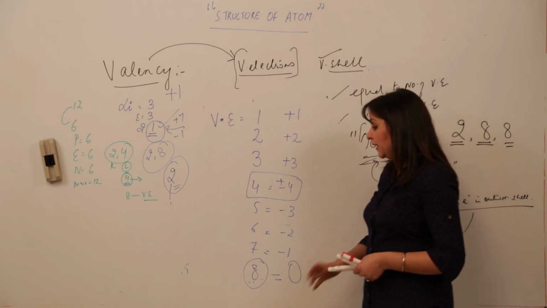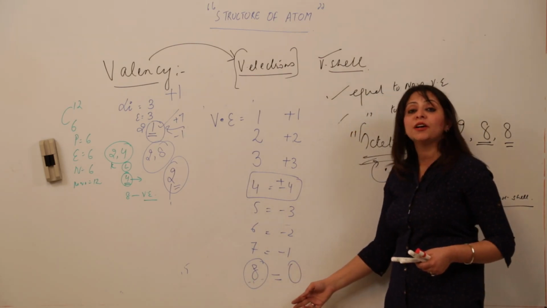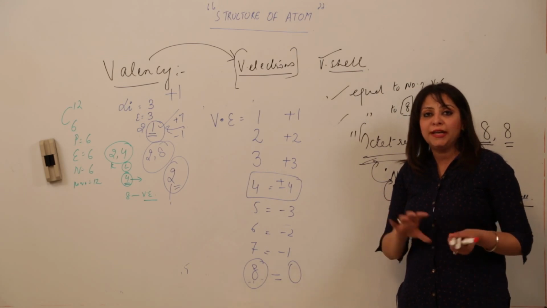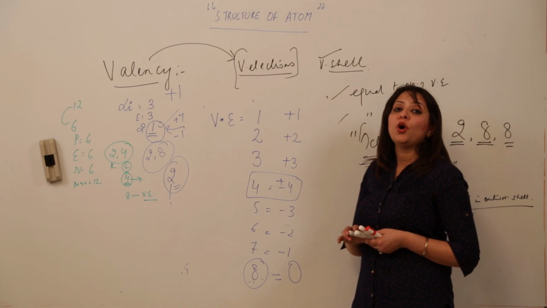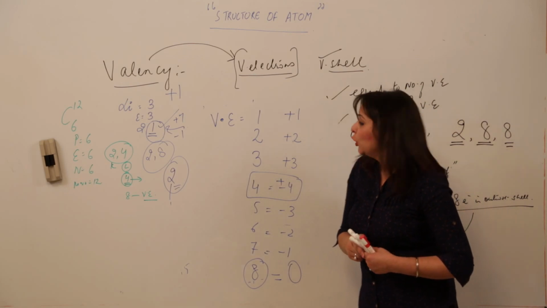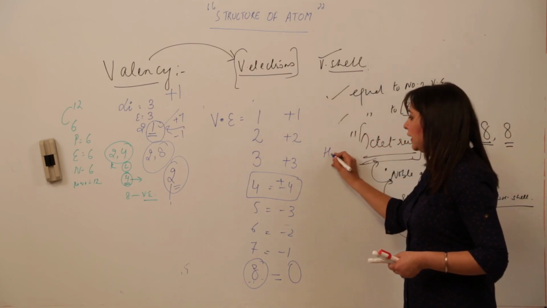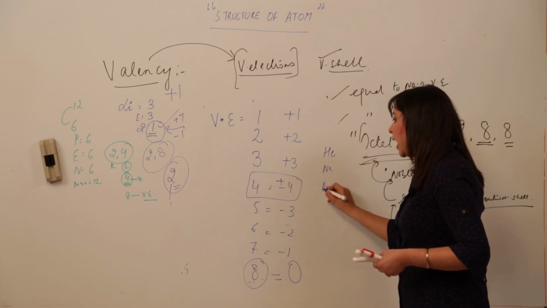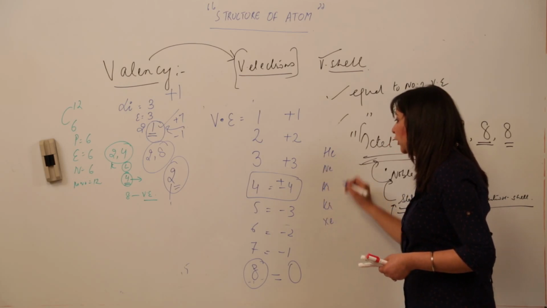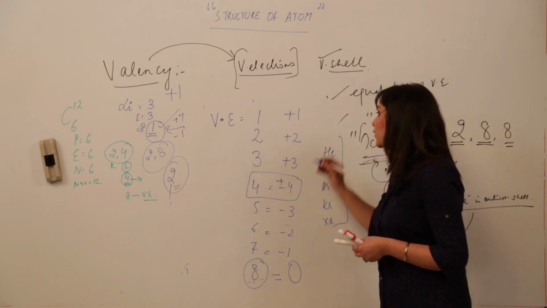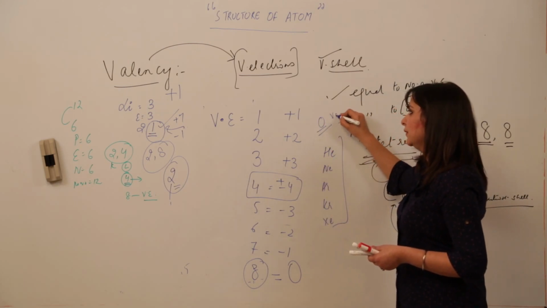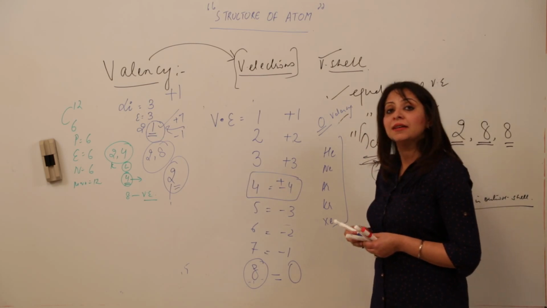Elements whose octet is already complete, which don't need to lose, gain or shuffle any electrons, are called noble gases. So the noble gases are helium, neon, argon, krypton and xenon. All of these gases have a complete octet with 0 valency.